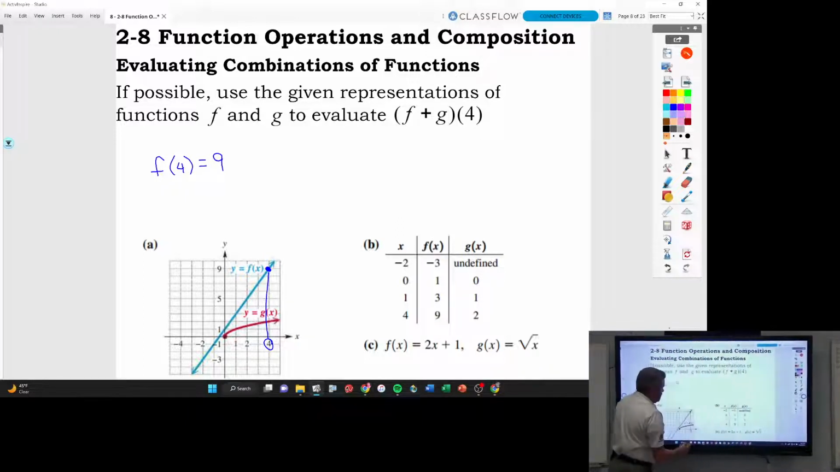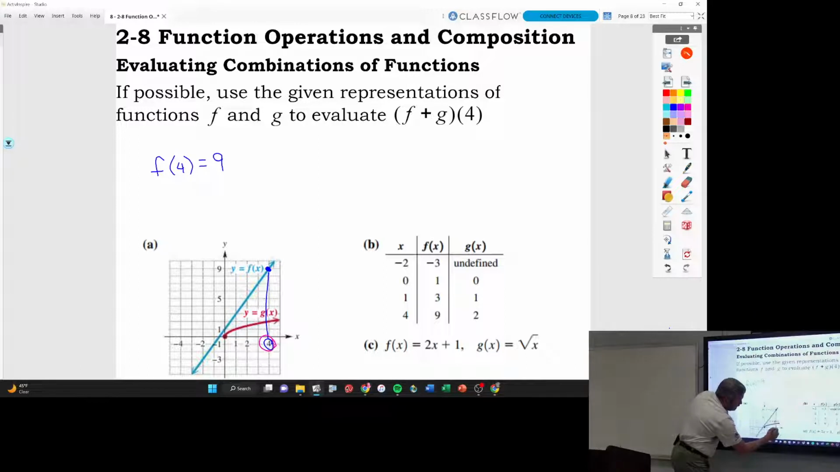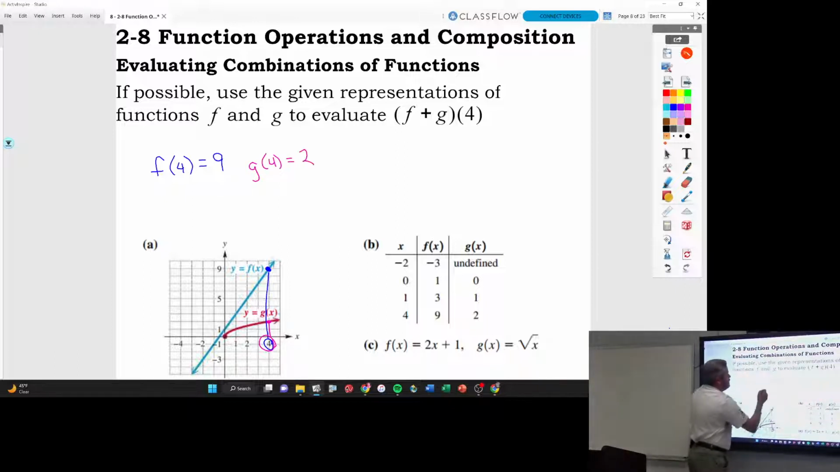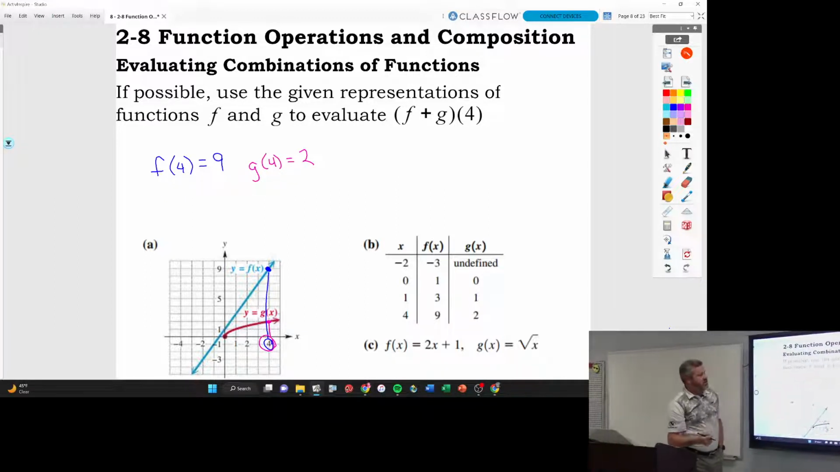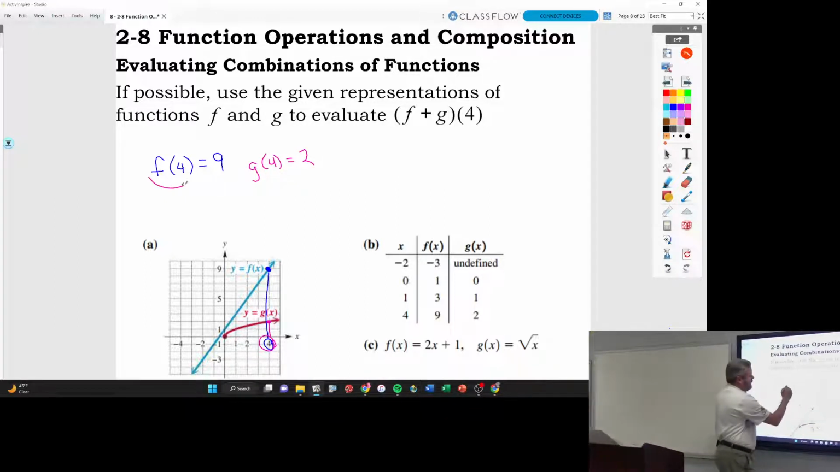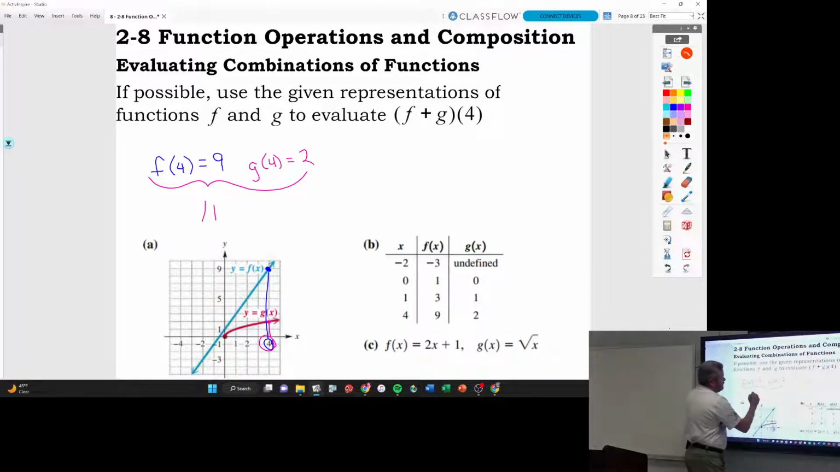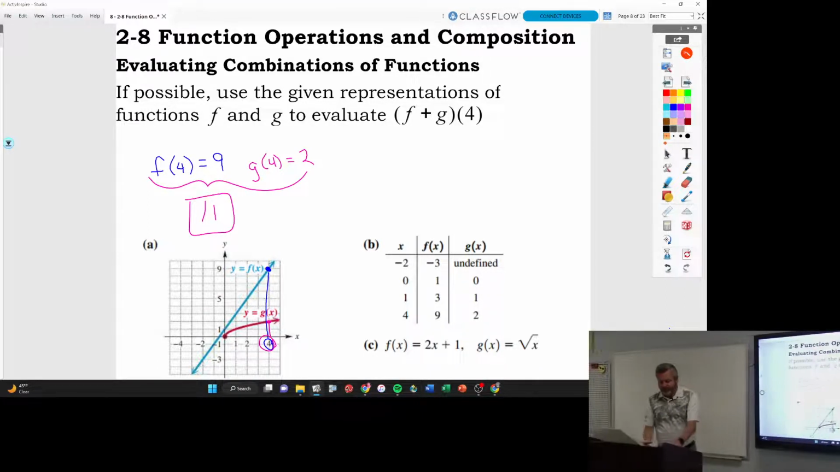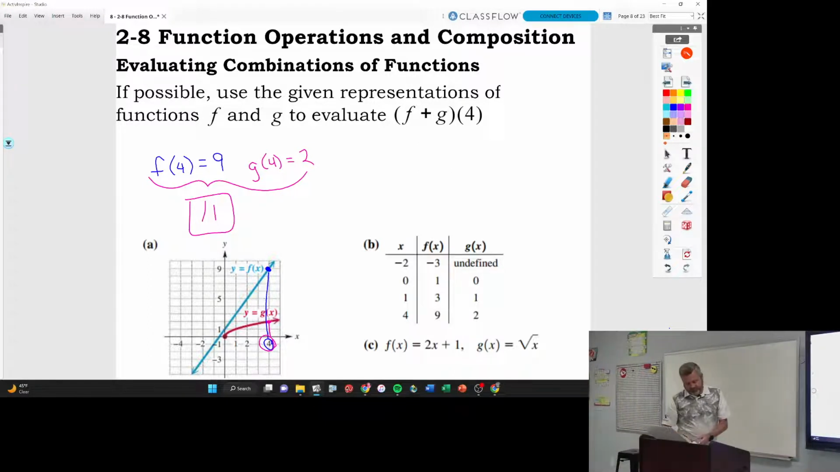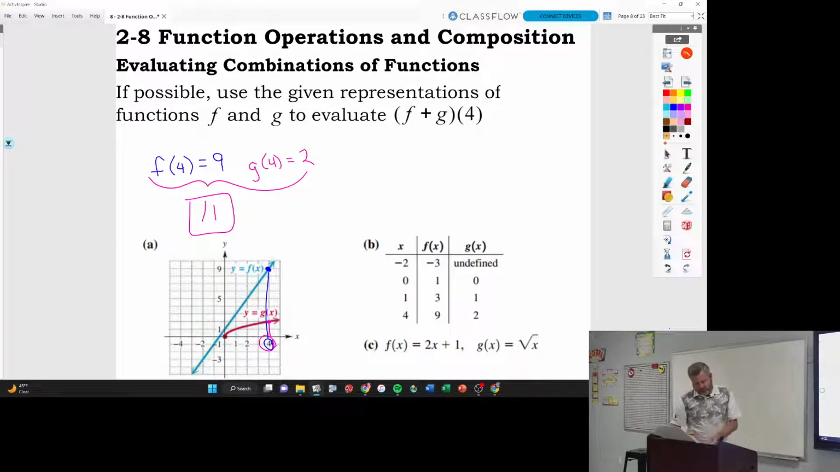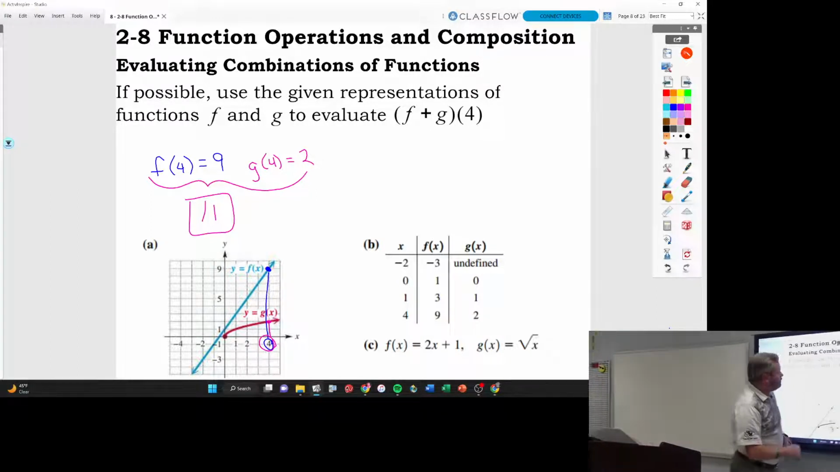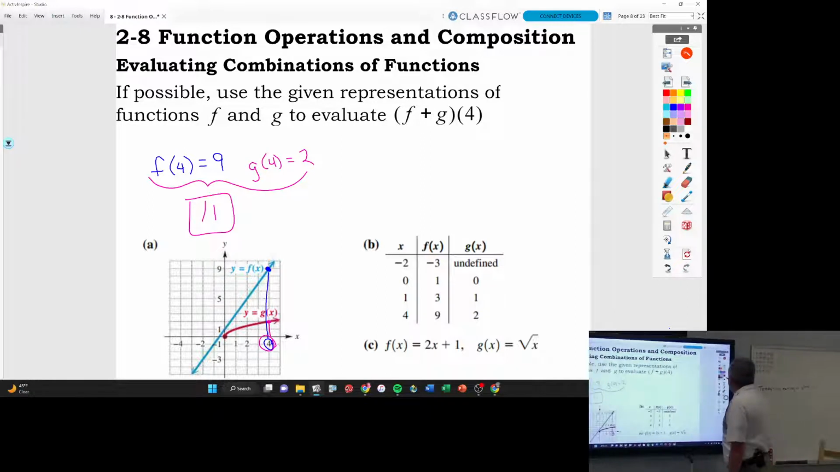And for the purple one, again, if I go to 4 and go up, I'm right here. So g of 4 is 2. So f plus g of 4 would be those two numbers combined. 9 plus 2 is 11. Part B, f plus g of 4.